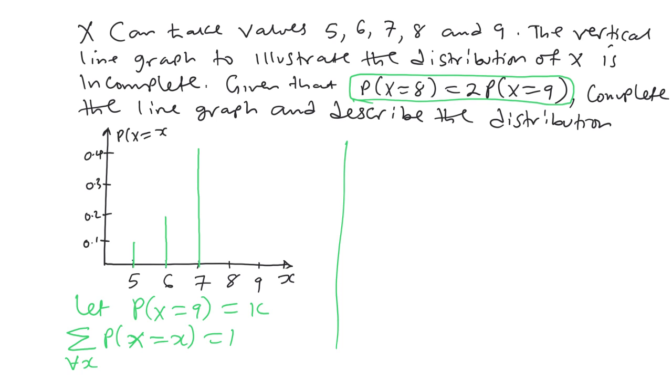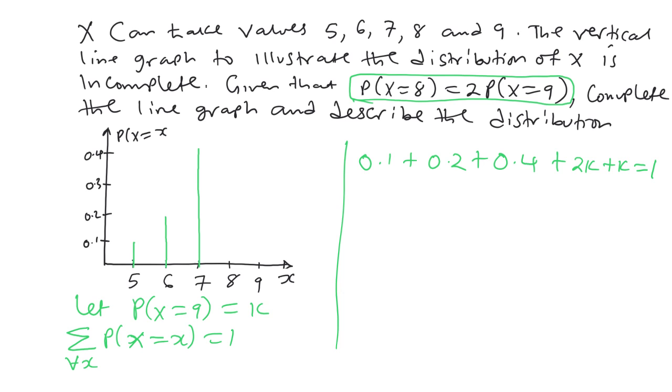We look at the line graph. 5 has probability of 0.1, 6 has probability of 0.2, 7 has probability of 0.4. And we know that 8 and 9 must have the remaining probability to make 1. But I'm calling the probability of 9 equal to k, so for 8 it will be 2k, plus k equals the remainder.